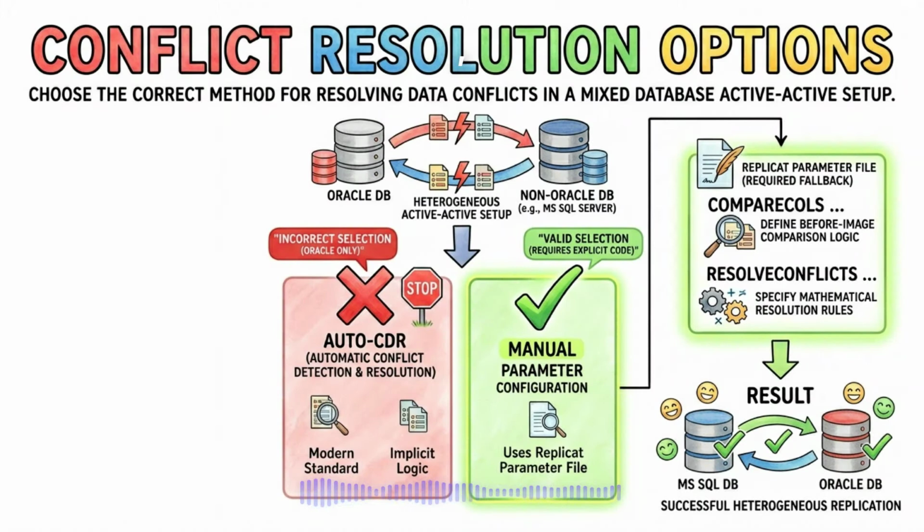GoldenGate achieves this by keeping a secondary standby database perfectly synchronized with the primary production database, ready to take over in a matter of seconds. Knowing the difference between local high availability and geographical disaster recovery is a fundamental architectural concept on the certification test.